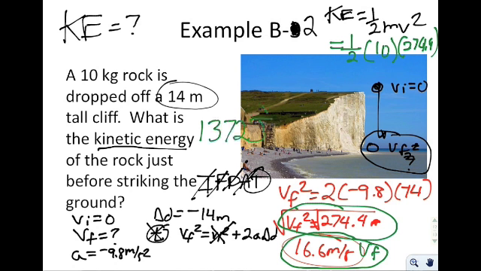1,372 joules. Now, we're actually going to talk about a little bit easier way to do this after the next lesson, because now we're going to talk about gravitational potential energy in the next lesson. It makes it a little bit easier. But for now, you can do it using kinematics.